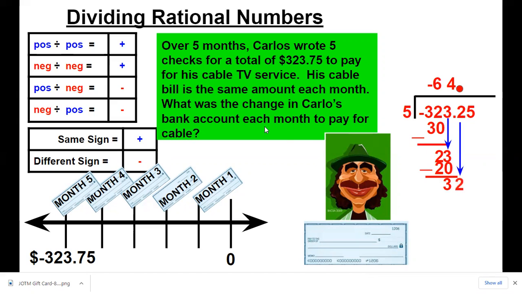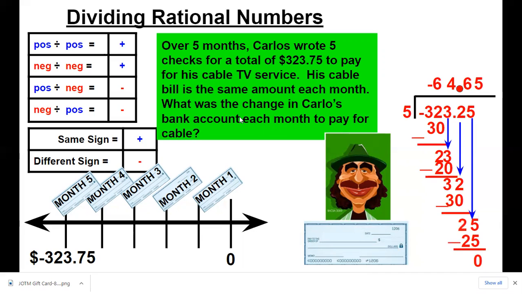And so my answer is going to be wrong because I put 25 instead of 75. But let's pretend it was 25. So 5 goes into 32 6 times. 5 times 6 is 30. 32 minus 30 is 2. Bring down the final 5. 5 goes into 25 5 times. So 5 times 5 is 25. 25 minus 25 is 0.